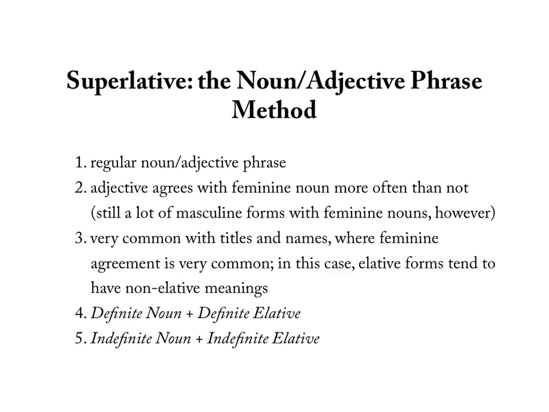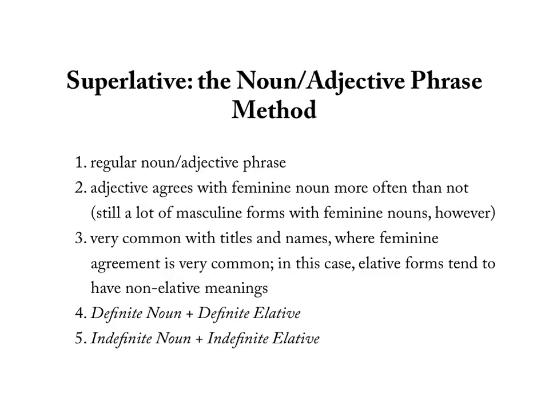The noun adjective phrase method for the superlative is just a regular noun adjective phrase. The adjective often agrees with a feminine noun. It actually doesn't more often than not. So this is where you're going to get the feminine elative forms. There are a lot of masculine forms with feminine nouns, however, so it's not 100%. It doesn't always agree.